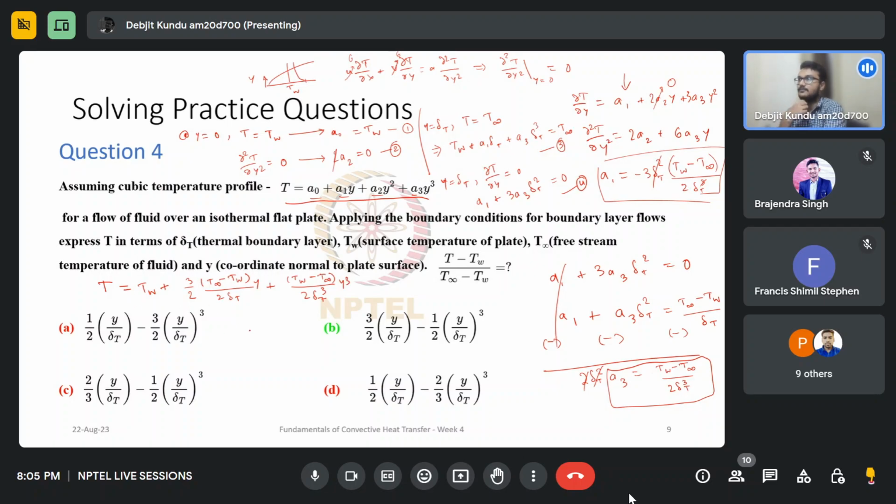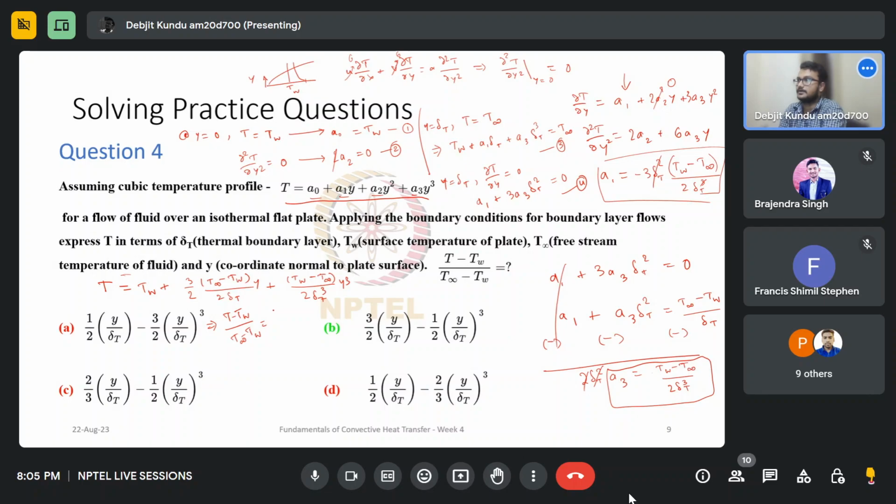Now if I simplify this, I'll take this TW to this side, so it will become T minus TW, and I'll divide by T infinity minus TW. So I'll write this as T minus TW divided by T infinity minus TW.